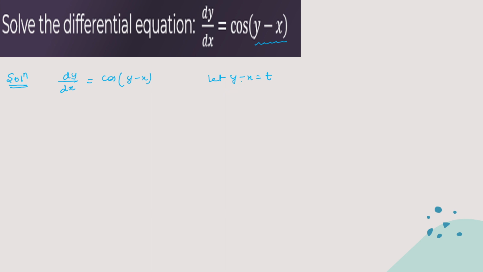We have to do the same thing. Differentiate this whole expression y minus x is equal to t with respect to x. So when you do that, you will be getting dy by dx minus 1 is equal to dt by dx. So now your dy by dx value has been converted into another differential format. The variable this time is t. So now our equation will become dt by dx plus 1 equal to cos of t. And now it is easy to separate.